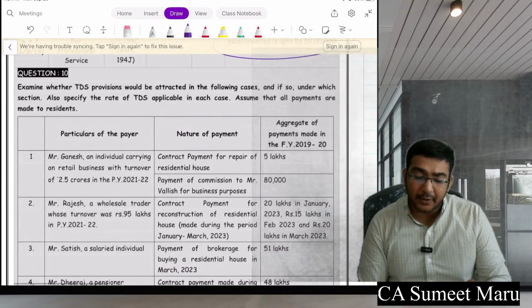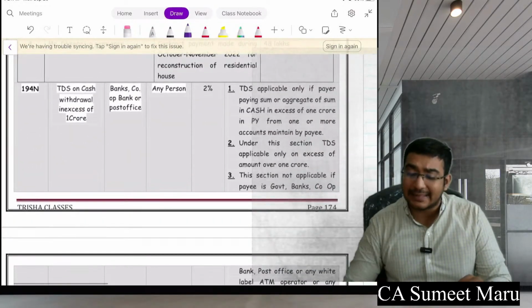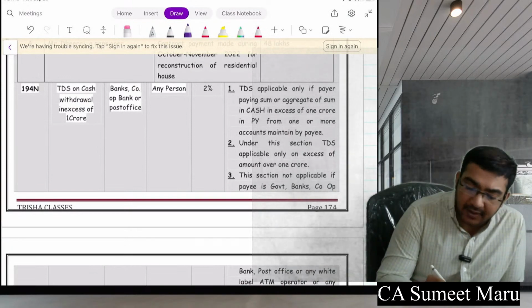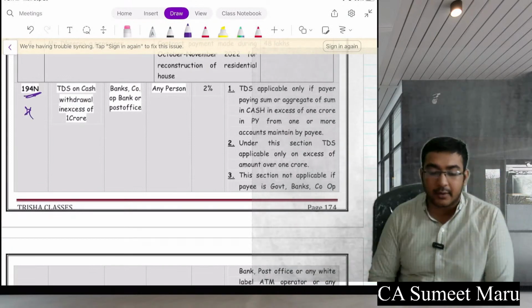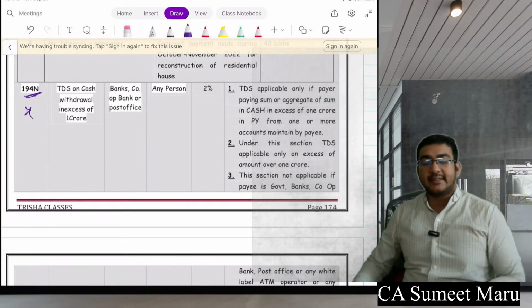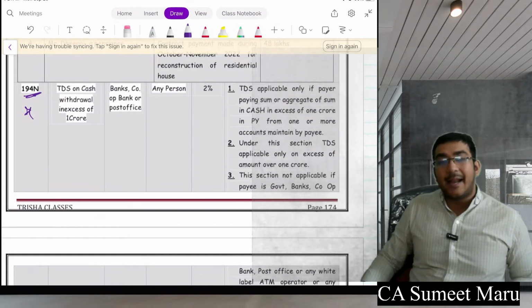If you want any particular section to be gone through in more detail, please let me know. This is the amendment section, new and very important. TDS on cash withdrawal. This is applicable to banks and post offices.